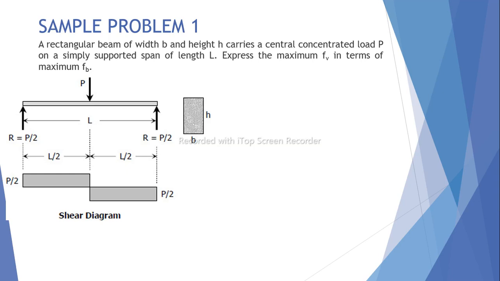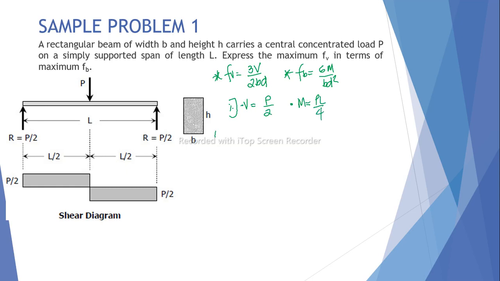So we have here our diagram to make it clearer. Again, the shear is 3V over 2BD, and our maximum bending stress, for a rectangular section, is 6M over BD squared. First, we have already determined that our maximum shear is equal to P over 2, and our maximum moment is PL over 4.